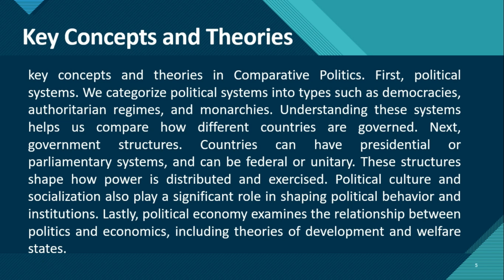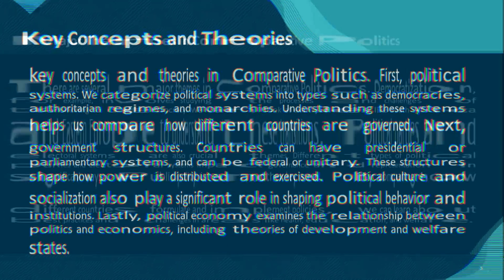Next, government structures. Countries can have presidential or parliamentary systems, and can be federal or unitary. These structures shape how power is distributed and exercised. Political culture and socialization also play a significant role in shaping political behavior and institutions. Lastly, political economy examines the relationship between politics and economics, including theories of development and welfare states.